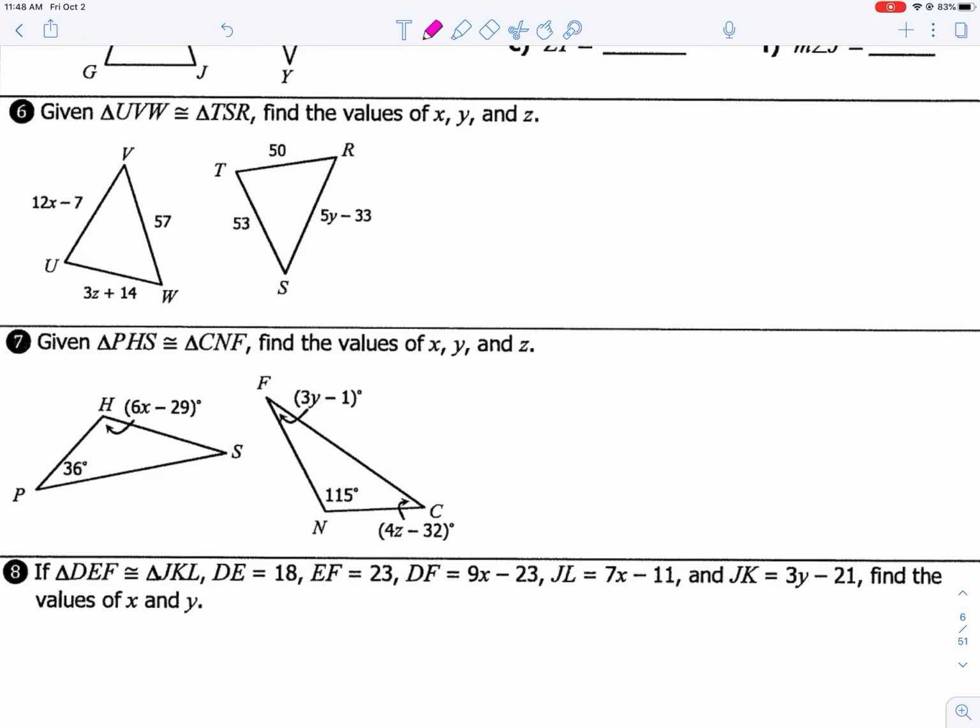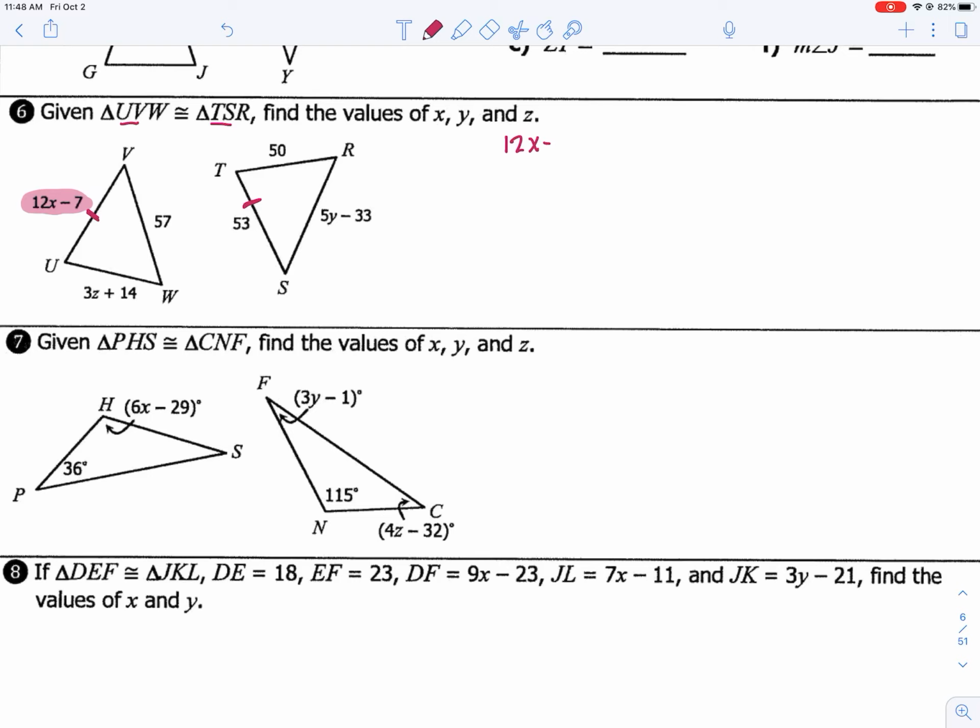So number 6 says triangle UVW is congruent to triangle TSR. Find the values of x, y, and z. So here we're only looking at sides. You can go through and mark all your sides that are congruent, or you can just start and look for x first. So x is on side UV. UV corresponds to TS. So those two sides are congruent. UV is congruent to TS. So that means their two measures are equal.